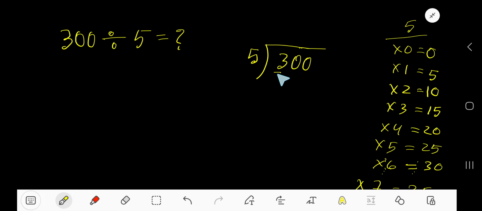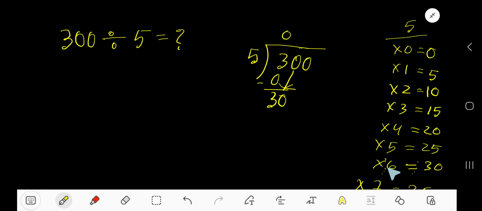Here our considered dividend is 3, so 0 times, as our considered dividend 3 is less than 5. 0 times 5, that gives you 0. Subtract, you are getting 3. Bring down this 0. Now 5 goes into 30 how many times?